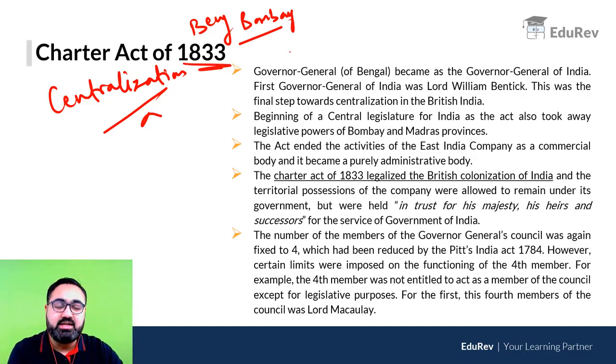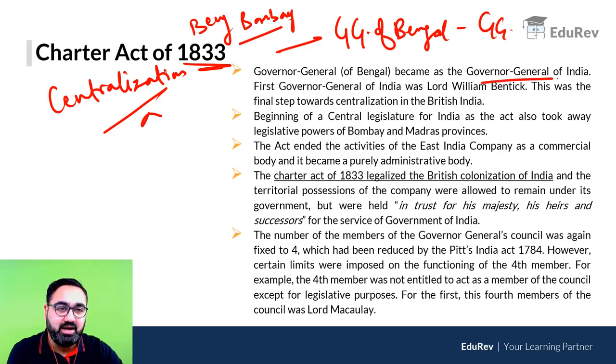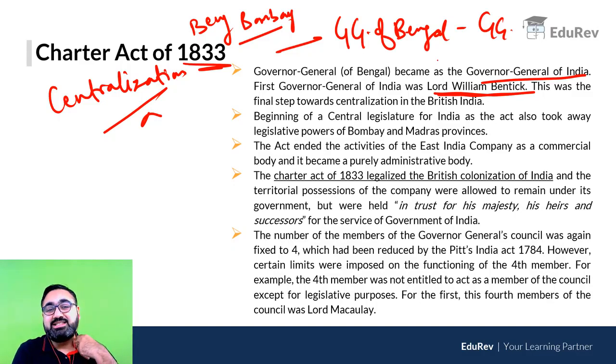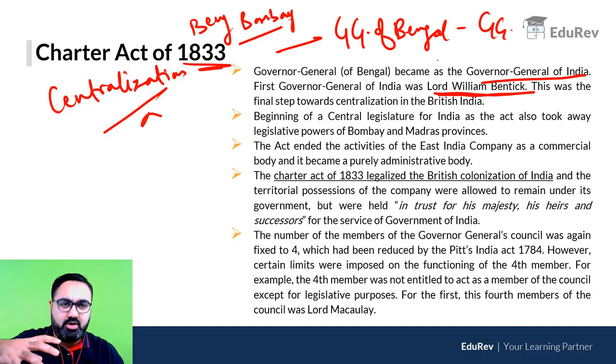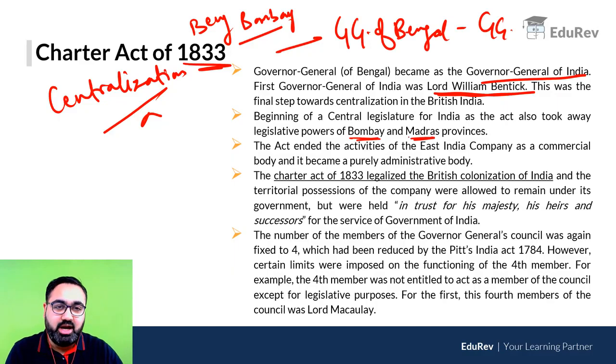How? In 1833 Act, it said that from now onwards, Governor General of Bengal will now be called as Governor General of India. And William Bentinck became the first Governor General of India. So it started the centralization of government because the government of Bengal now became the government of India. It also meant that now Bombay and Madras could not make their own laws. Till now they had the power to make their own laws, but this power was taken away now. There was only central legislature for India. So the government of India will make all the laws for all the territories that British had. Bombay and Madras could not make their own laws.